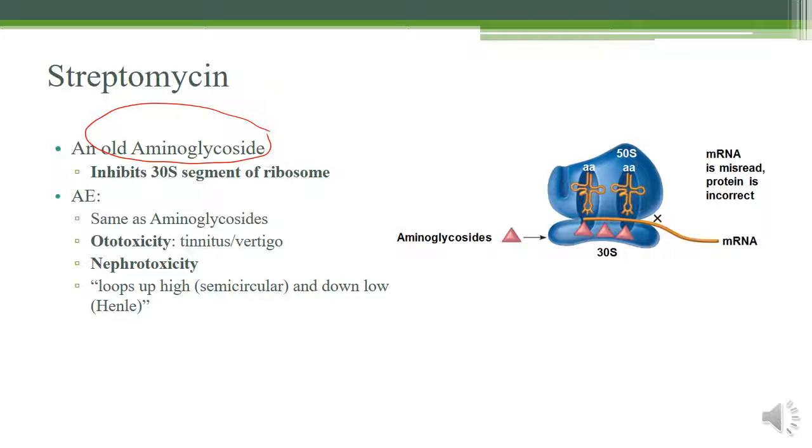How it works is it inhibits the 30S and it prevents initiation. So I've showed you over here, an aminoglycoside like streptomycin will actually get into the 30S and it'll prevent this messenger RNA from really attaching.